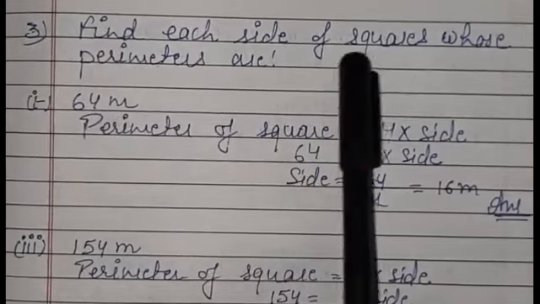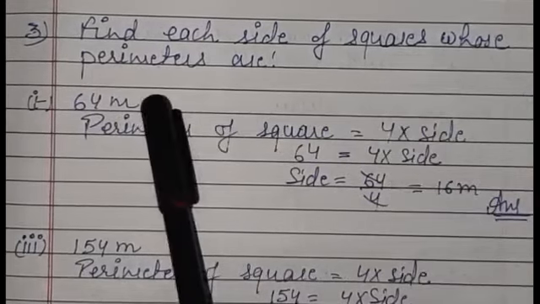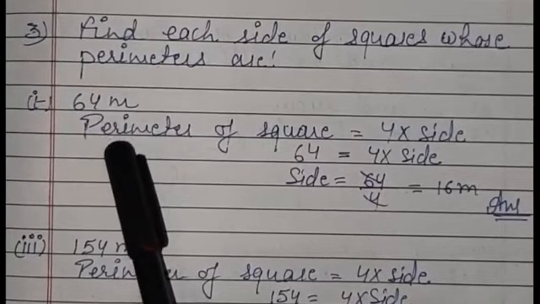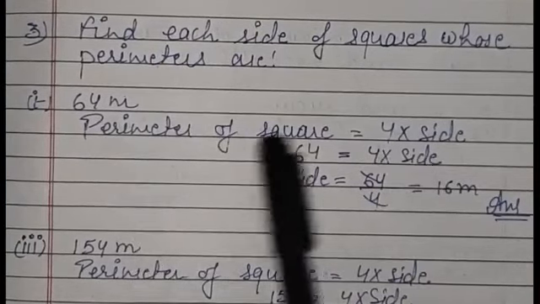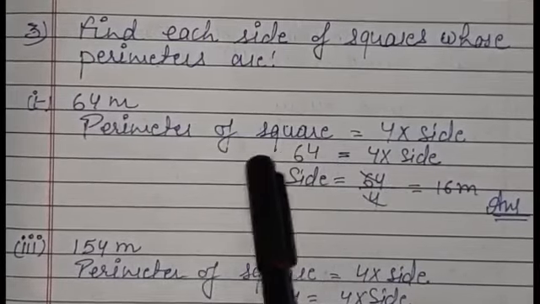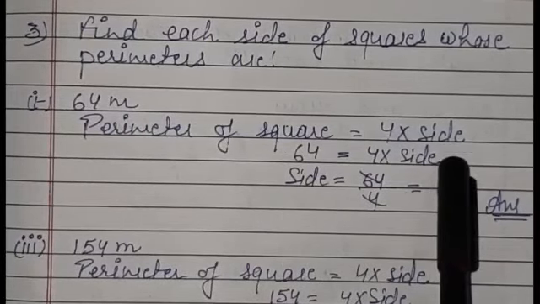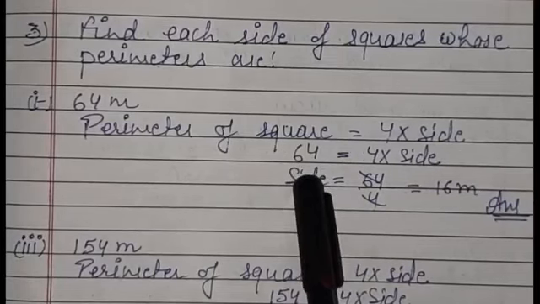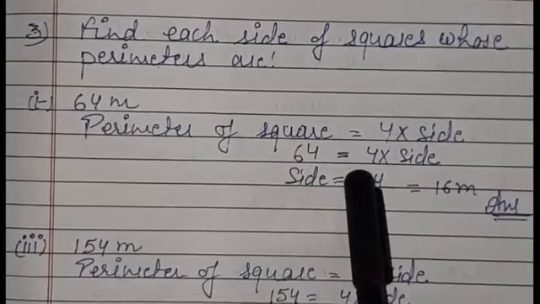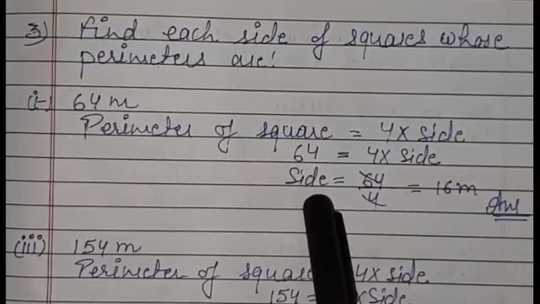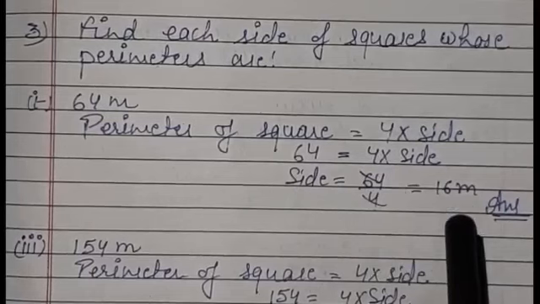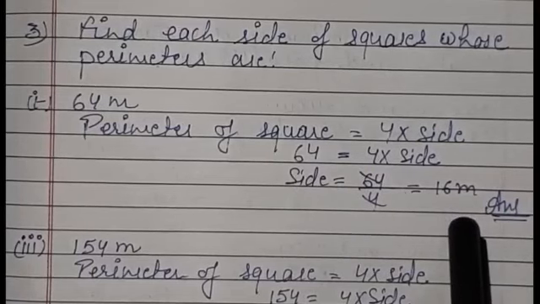Find each side of squares whose perimeters are given. In that case, the perimeter is given and we have to find out the side of the square. So the same formula we have to use here. Perimeter of square is equal to 4 into side. Put the value which is given: 64 meter perimeter is equal to 4 into side. So side is equal to 64 upon 4. When we solve, it will come 16 meter.